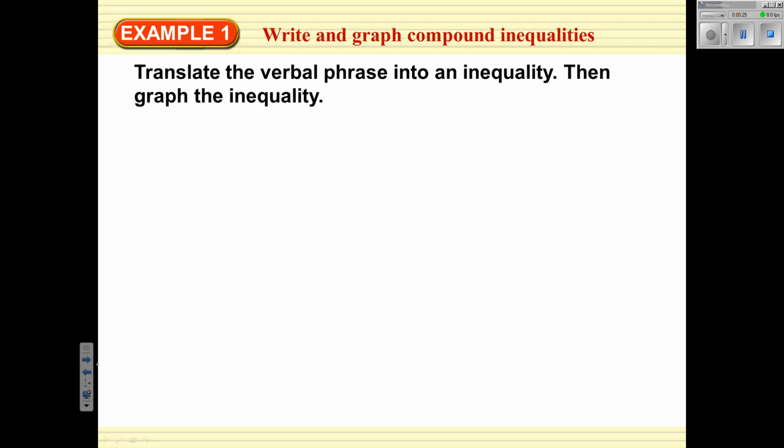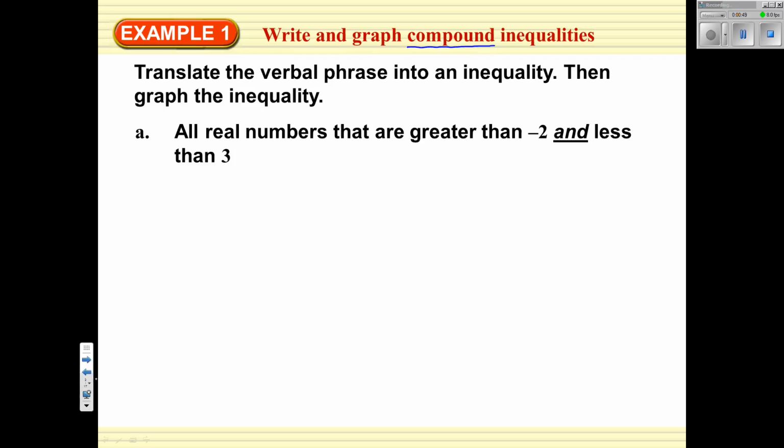So for our first example, we're going to write and graph compound inequalities. In other words, what that word compound means is we are going to be looking at the solution set for two or more inequalities and see where that falls. It says, first of all, translate the verbal phrase into an inequality and then graph the inequality. So here's the verbal phrase. All real numbers that are greater than 2 and less than 3.